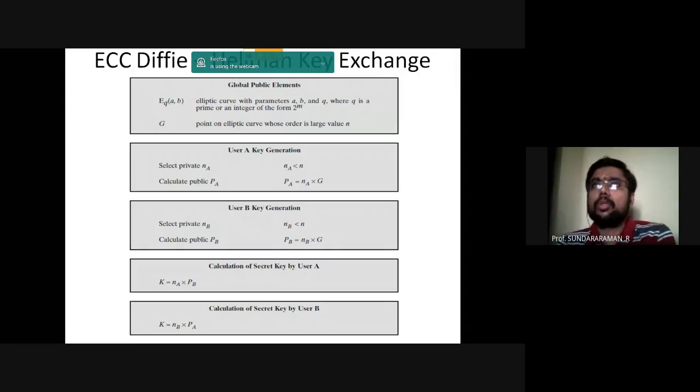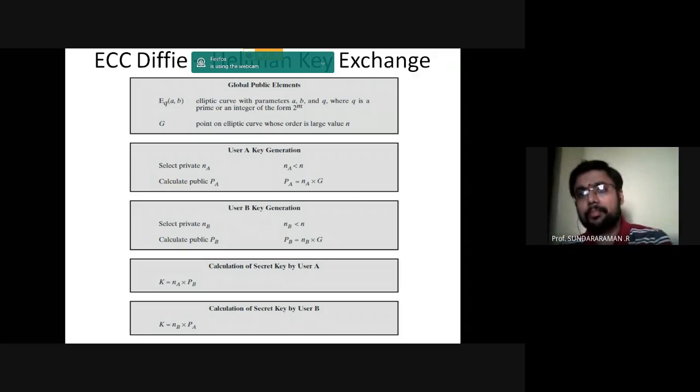In fact, most of the public key crypto systems use two types of keys. One is the private key, another one is the public key. As you know, the public key will be shared between the parties, but the private key will be individualistic. What are the global public elements in this ECC based key exchange?